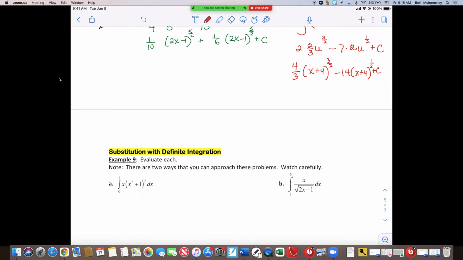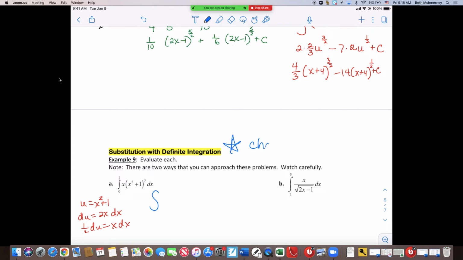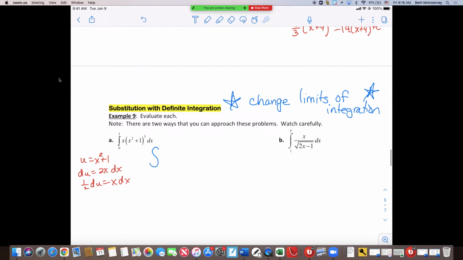What would you allow u to be here? x squared plus 1. du is 2x dx. I scan through my problem and there's no 2, so I'm going to divide it out. And then watch what you have to do. This is what I'd like you to write down: you are going to change the limits of integration. When you do u substitution in a definite integral, you need to change the limits of integration. How do you do that? You go to your u statement and you plug in the lower limit for x, and that becomes your new lower limit. So what's my new lower limit?